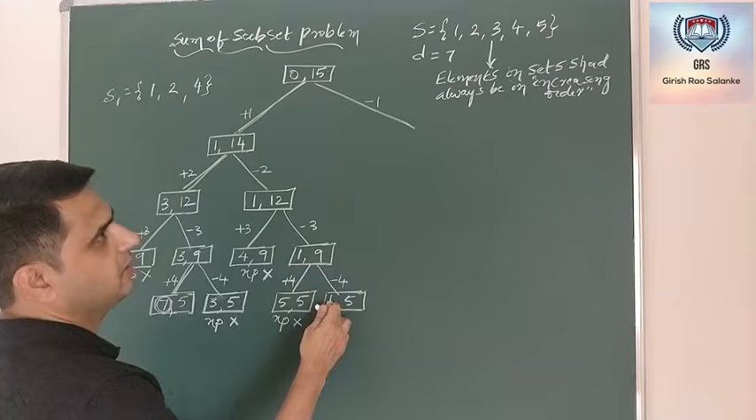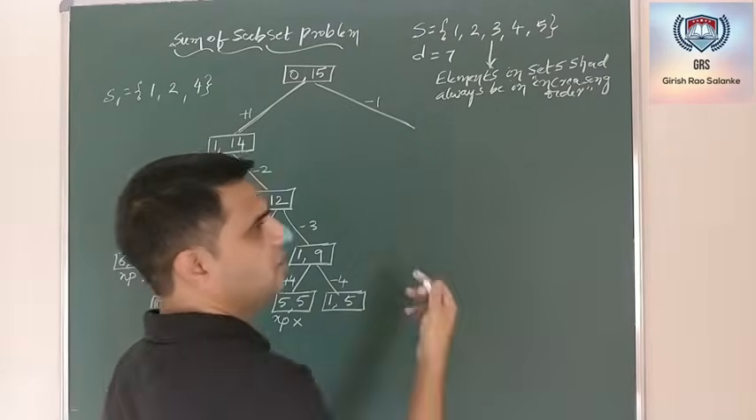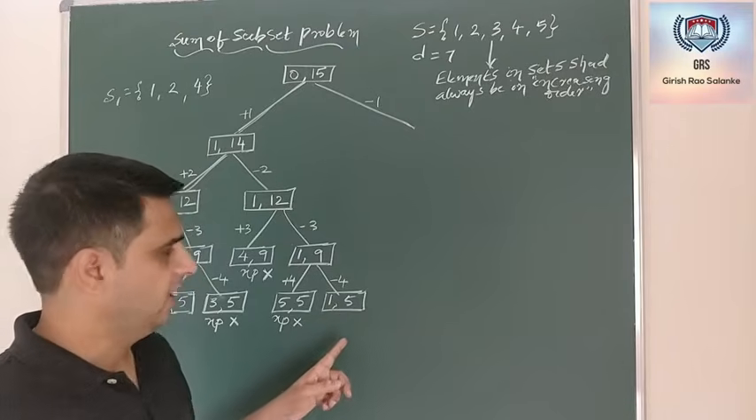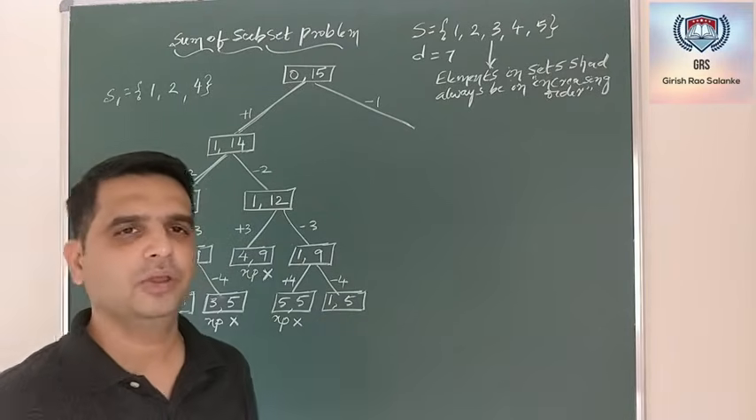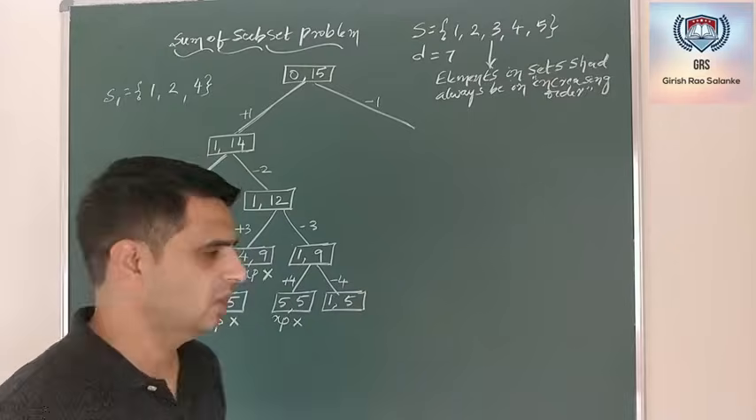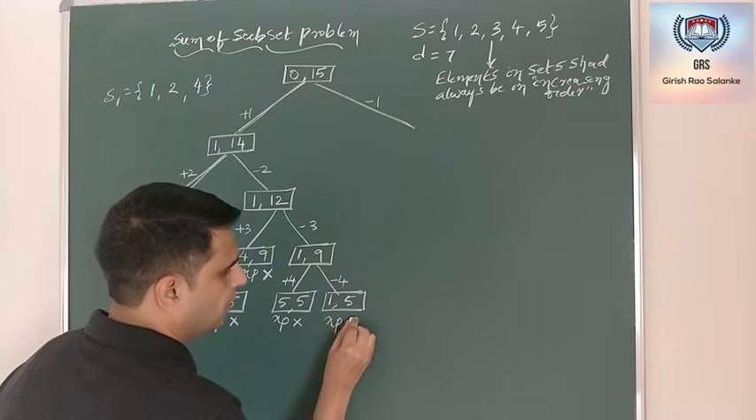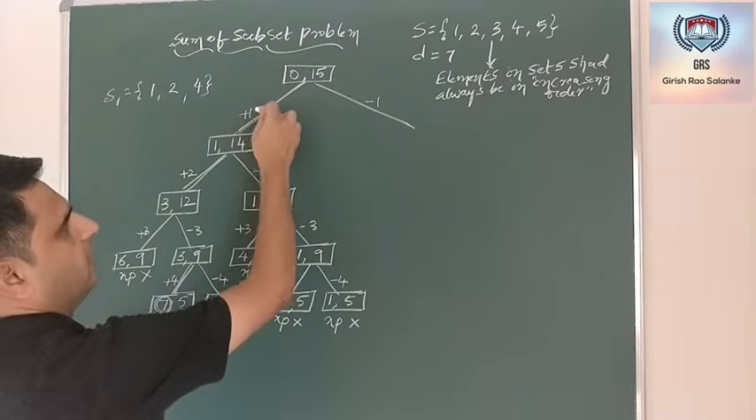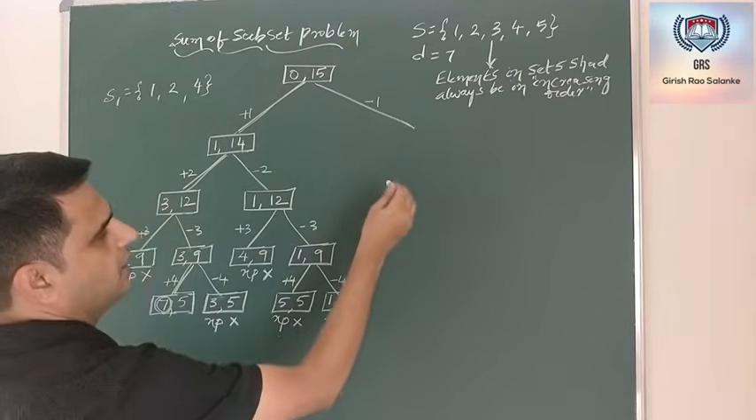Now 1 plus 5 is 6. Even at this stage also, if I consider 5, which is the last element, it is not going to give me the final solution. So even this is also a non-promising node. Don't proceed further. Backtrack. Come here. Now go for the right subtree.